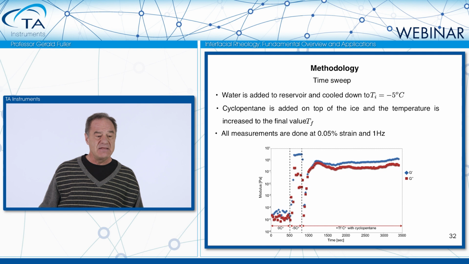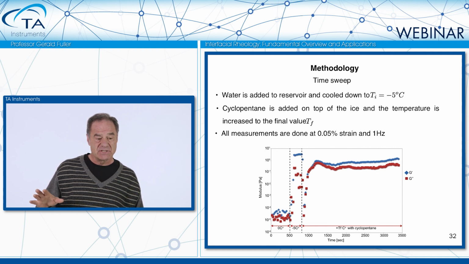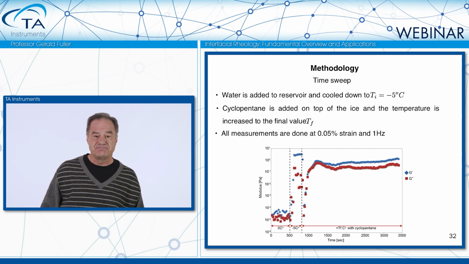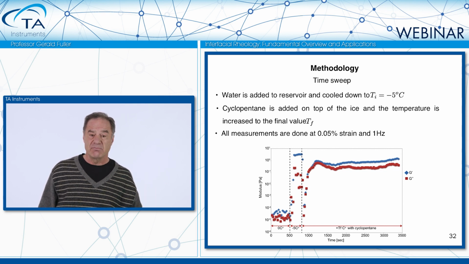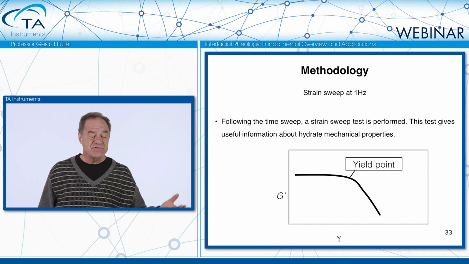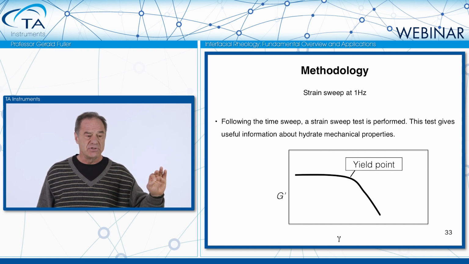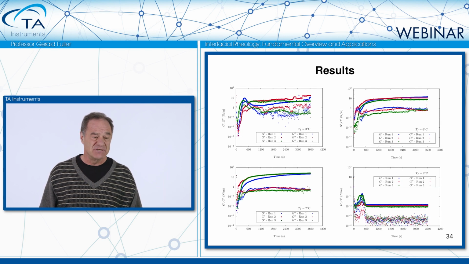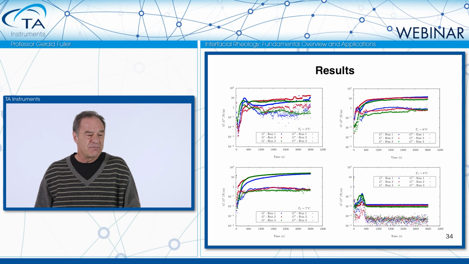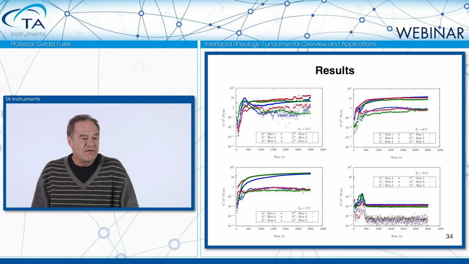And you can then see G prime in blue and G double prime, the viscous modulus, in red, growing over the course of hundreds of seconds. So this is the first time you're able to actually follow the kinetics of hydrate formation. Once you've got it formed, you can do a strain sweep and see how strong this hydrate film is. So here are 4 sets of data. The upper left is at 3 degrees centigrade. That's the data I just told you. And there are 3 separate experiments.